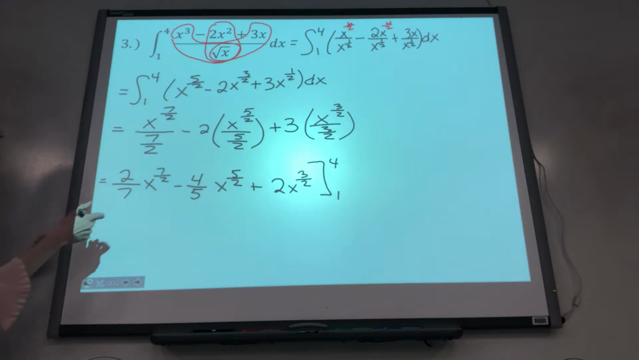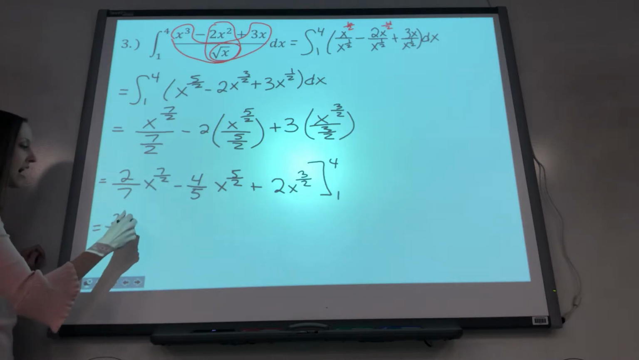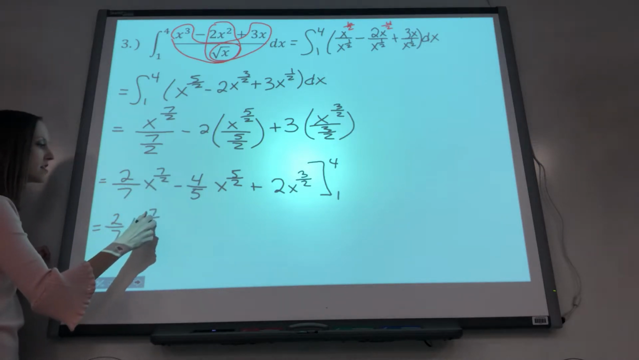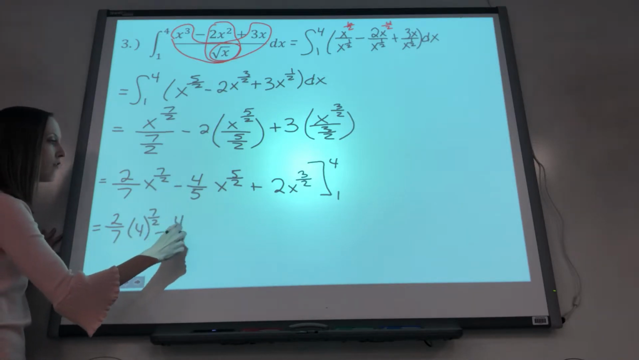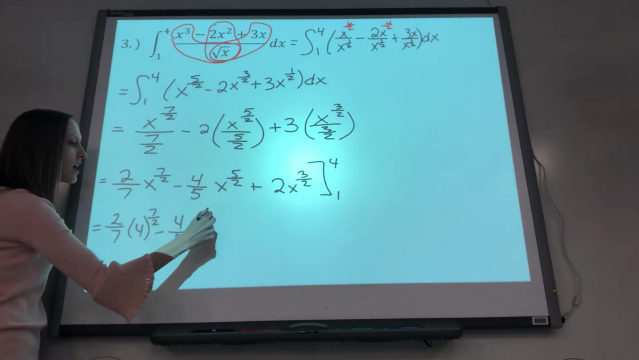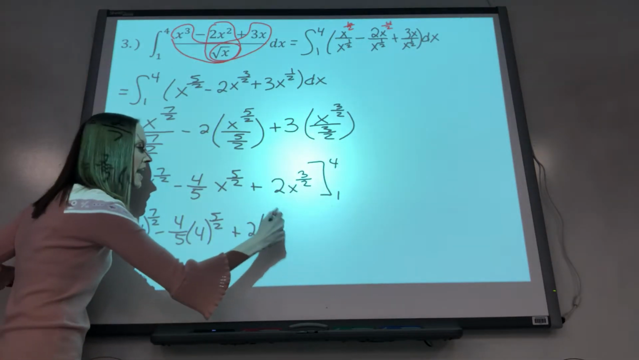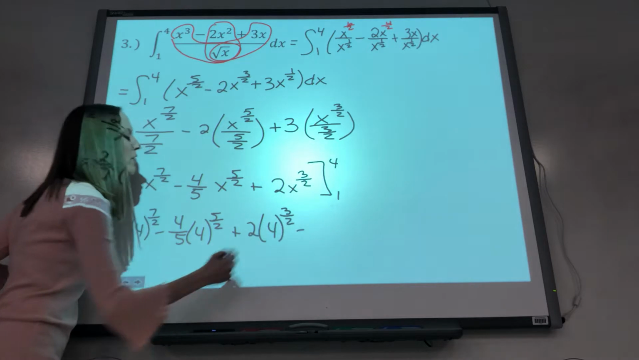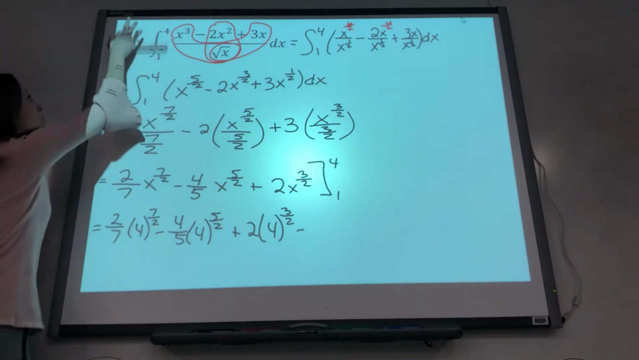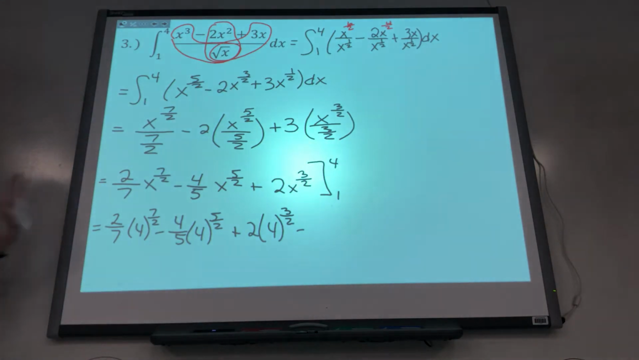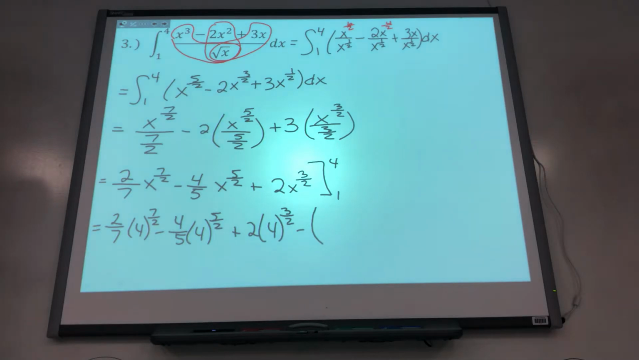Calculators will be our friends here for this next part. I've got 2/7 times 4 to the 7/2 power minus 4/5 times 4 to the 5/2 plus 2 times 4 to the 3/2. Now that, again, with the subtraction, from there you subtract everything that you get when you plug in a 1.